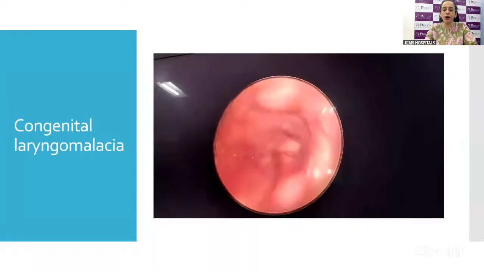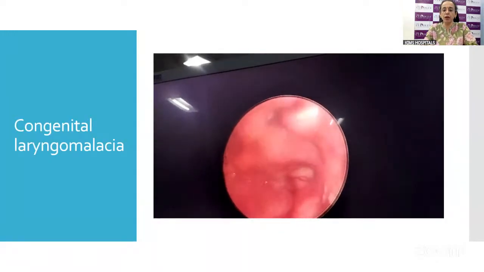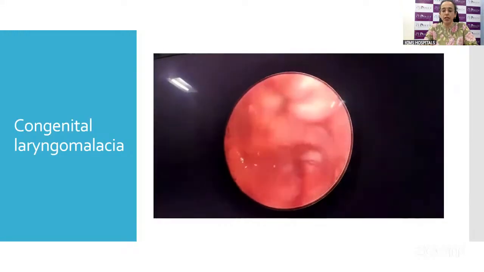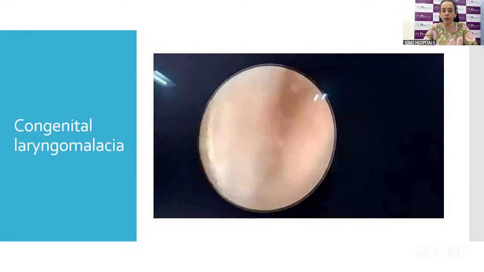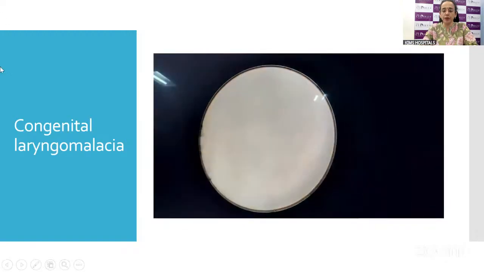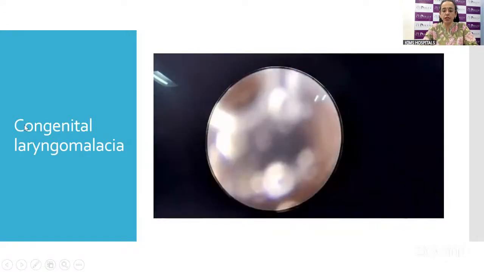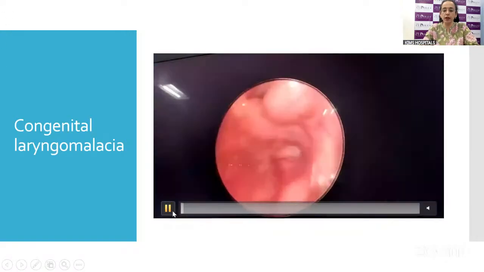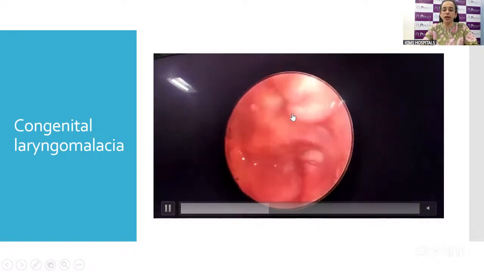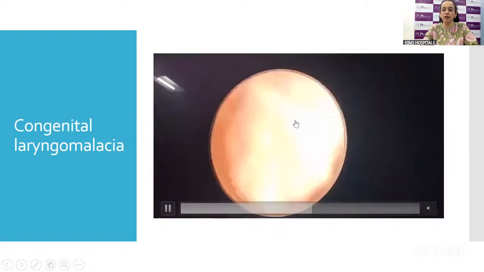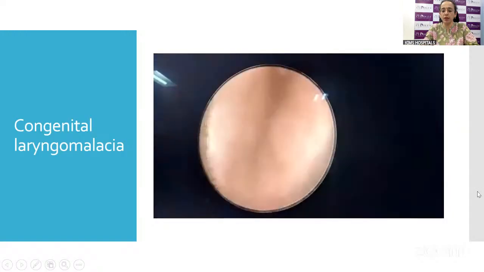So this is the video of the same baby when our ENT surgeon is doing the procedure. So you can see the floppy epiglottis, which is collapsing just before the, I'll display it again. So whenever the baby is breathing, you can just see the collapsing nature of the epiglottis. So that will be fixed by the supraglottoplasty.